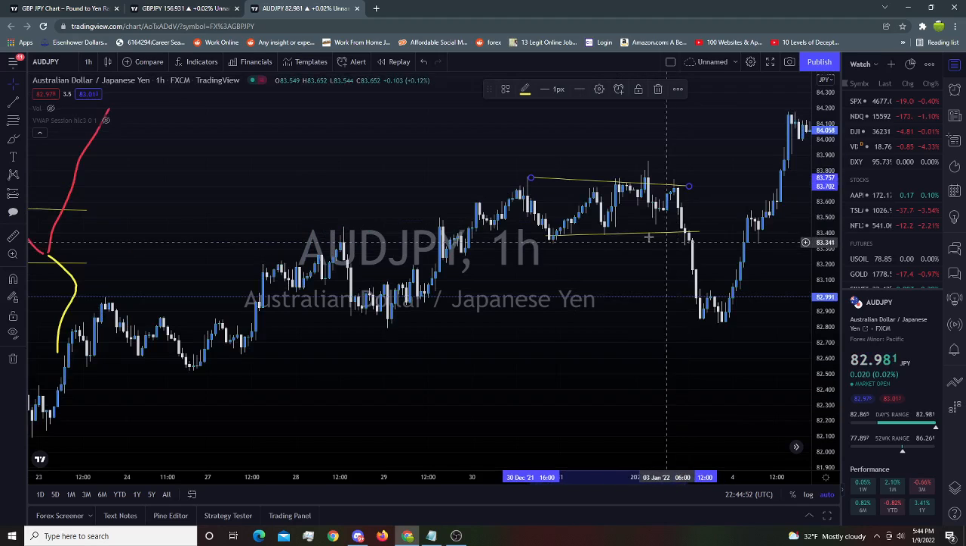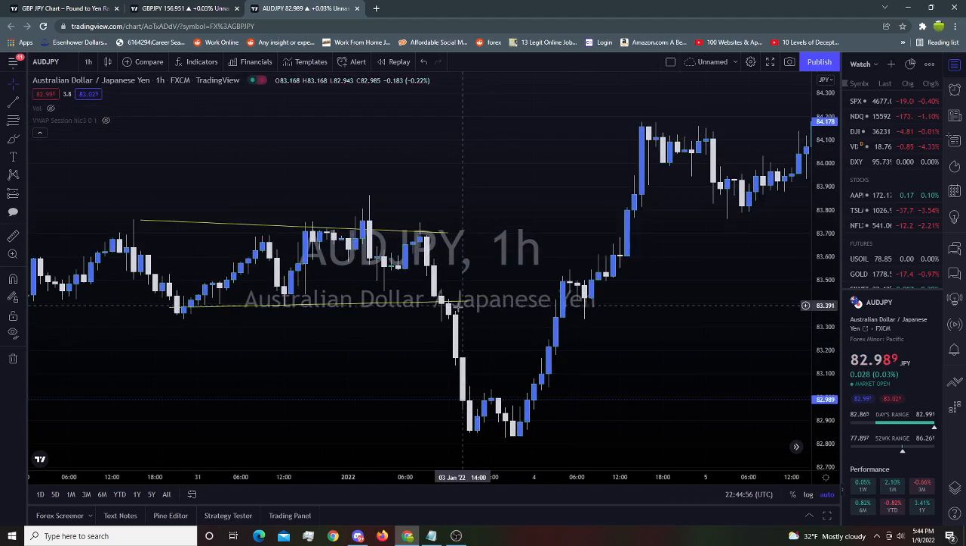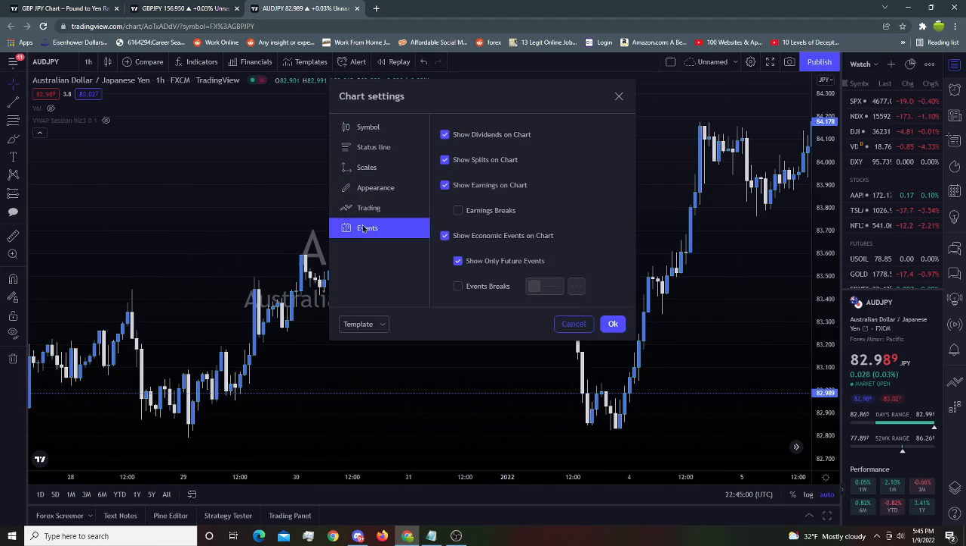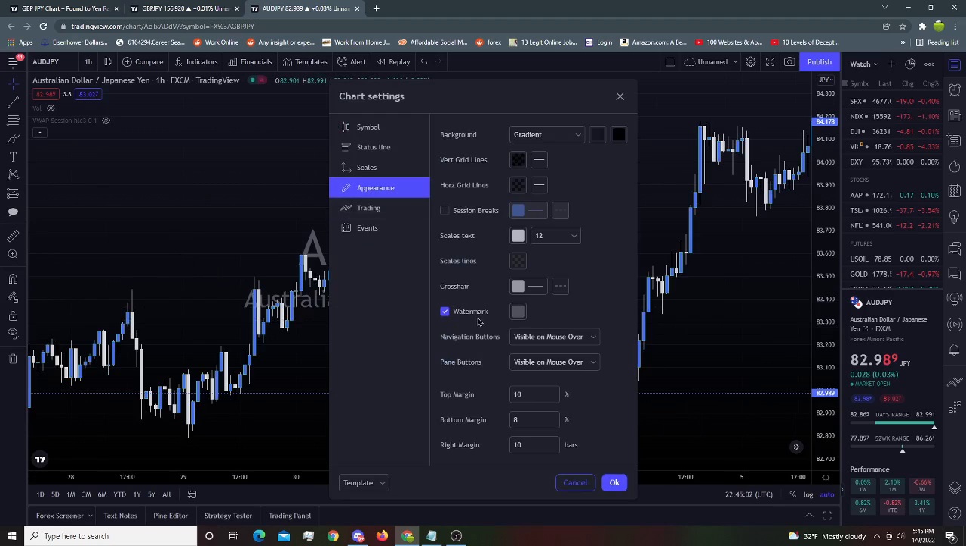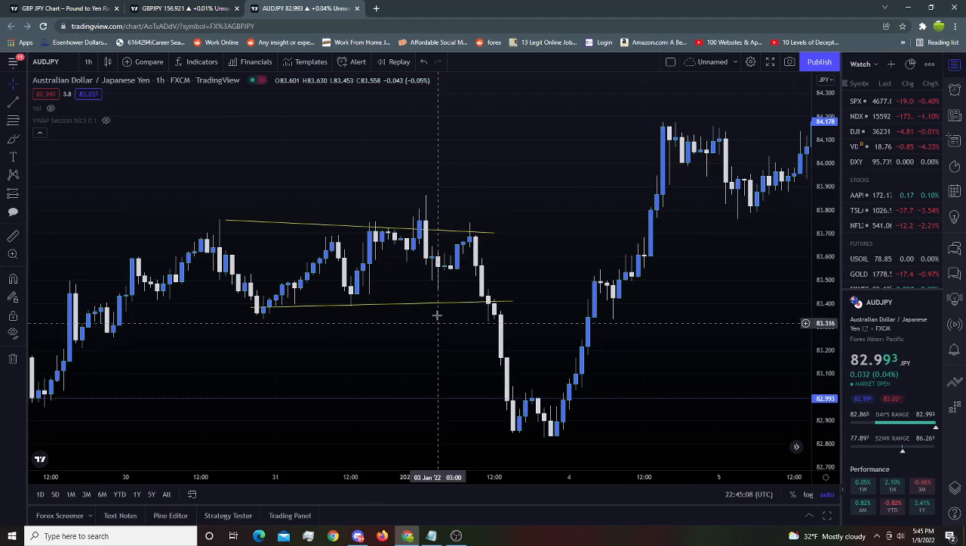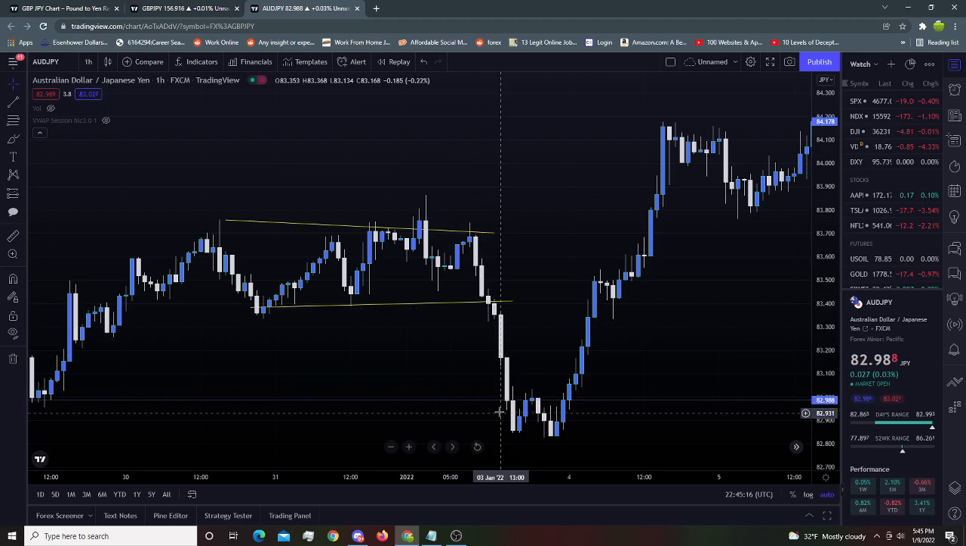Okay, so right down here, let me just get rid of the watermark for you, just so we can see it better. Okay, there we go. Now you can see right here we had our support line. It almost looked like it was going to break up out here. But as you can see, it broke down here and it went down. Now this was a short.